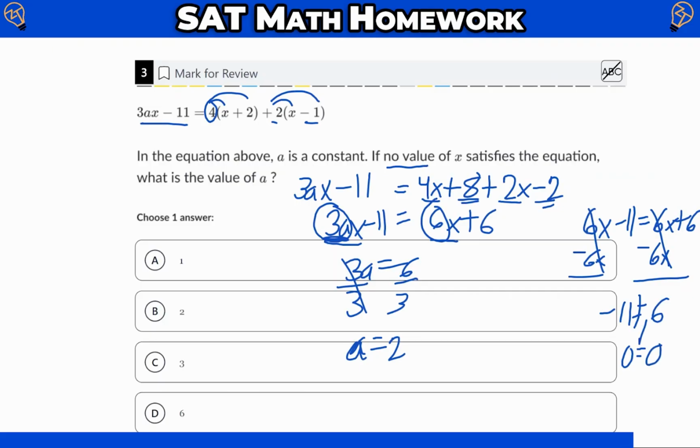So keep in mind for those special cases of no solution or all real numbers, or when we're dealing with a system of equations where it's x and y, where you could get infinitely many solutions, for that to occur, the variables always need to drop out, meaning that they should have the same coefficient on both sides. And regardless, we got our answer is B.